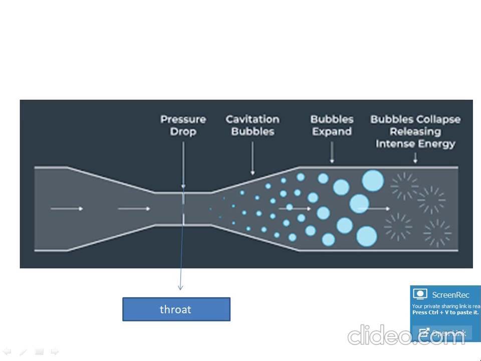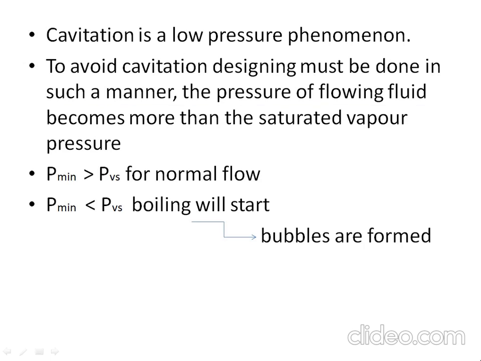To avoid cavitation, design must be done in such a manner that the pressure of flowing fluid becomes more than the saturated vapor pressure. If minimum pressure is greater than vapor pressure, then the flow is normal flow. If minimum pressure is less than the vapor pressure, then boiling will start and bubbles are formed, and cavitation is present.